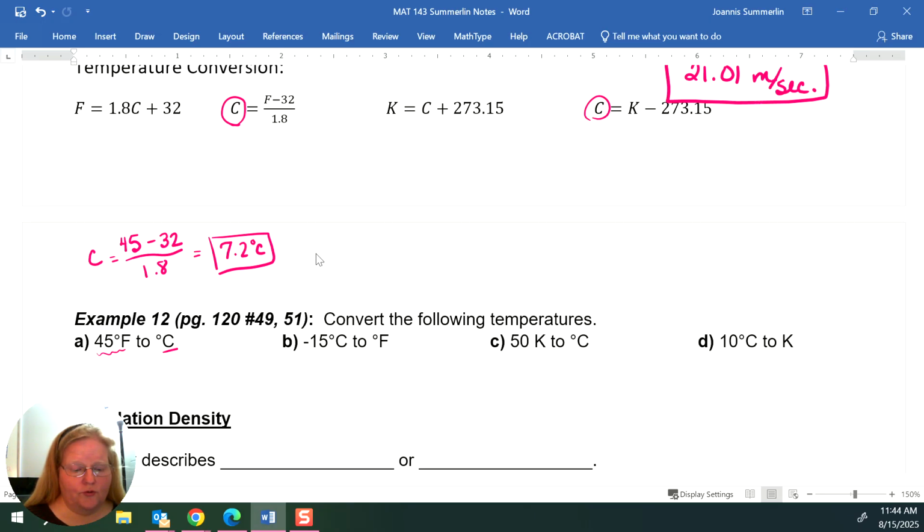So when I go to write it, I would write F equals 1.8 and then my parentheses negative 15 plus 32. Put parentheses around it so you can separate the negative apart. And you would end up getting F equals 5 degrees.